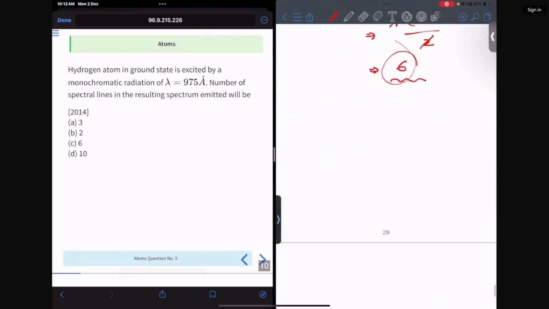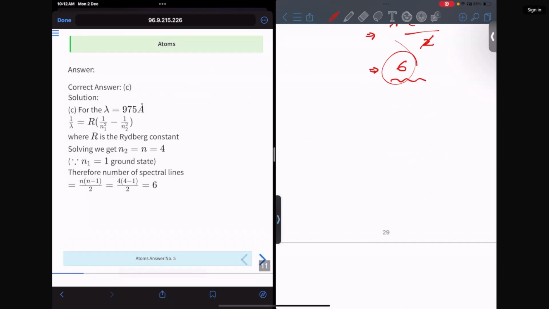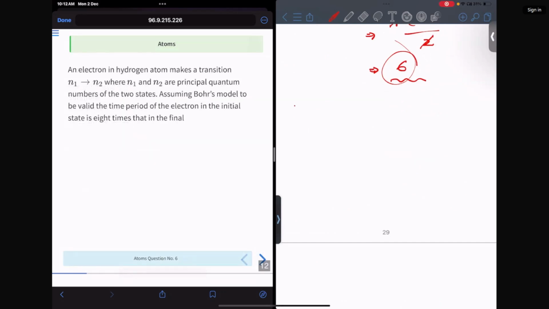I hope it's very clear. So now I will move to question number 6. Question number 6 is: an electron in a hydrogen atom makes a transition from n1 to n2.